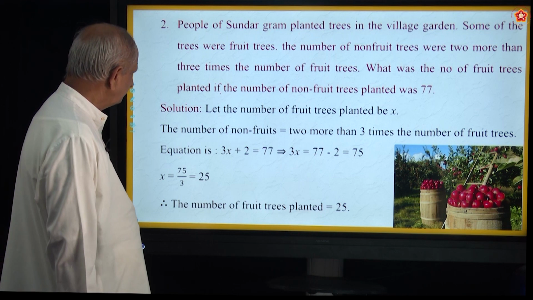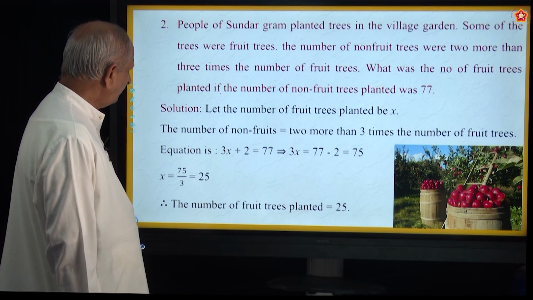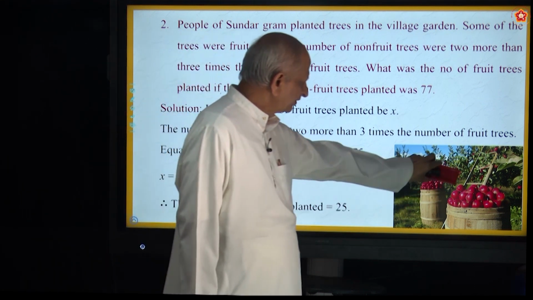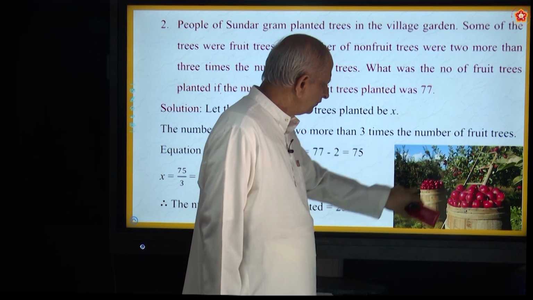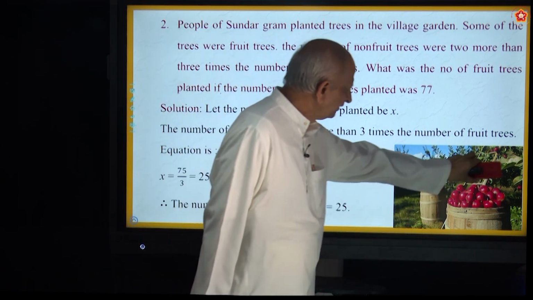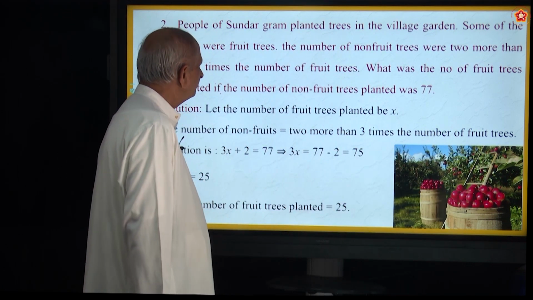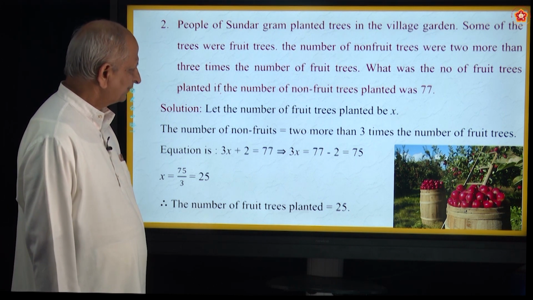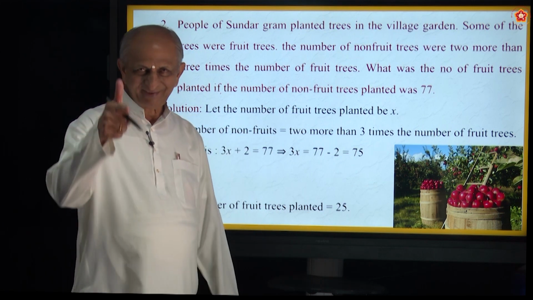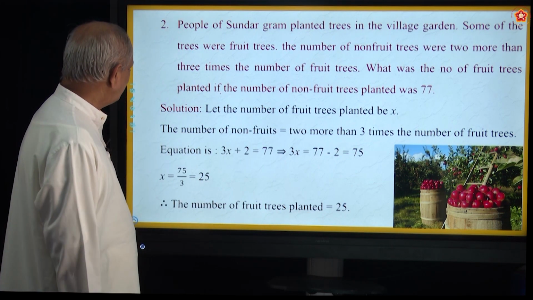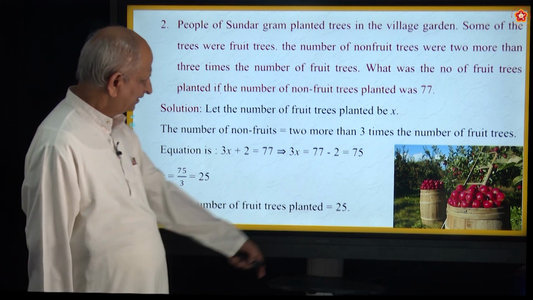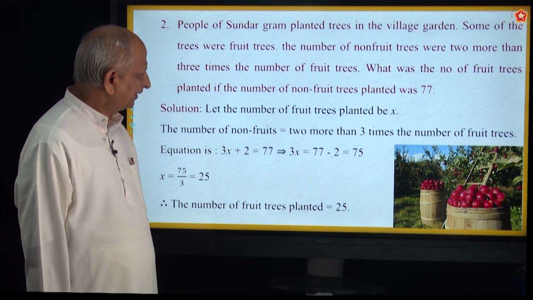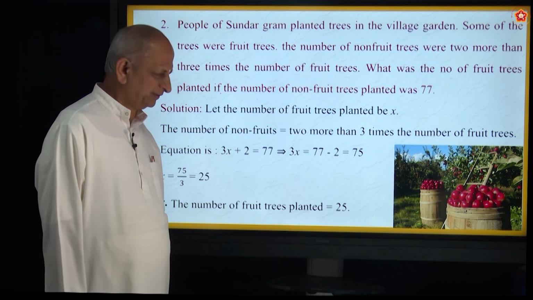Coming to the next question. People of Sundargram, it is the name of the place, Sundargram. Okay. What have they done? They have planted trees in the village garden. You are seeing the garden here. Is it nice? Okay. Some of the trees were fruit trees, so you can see fruits in some of the trees. The number of non-fruit trees was 2 more than 3 times the number of fruit trees.